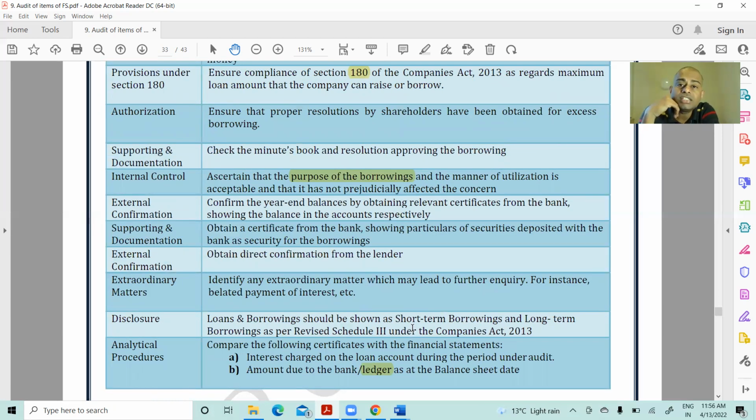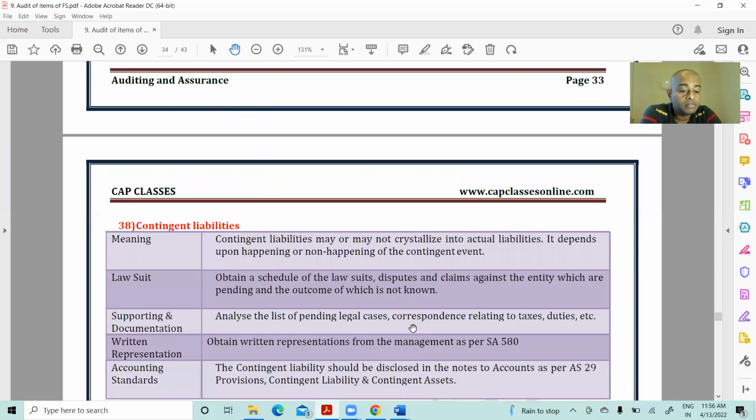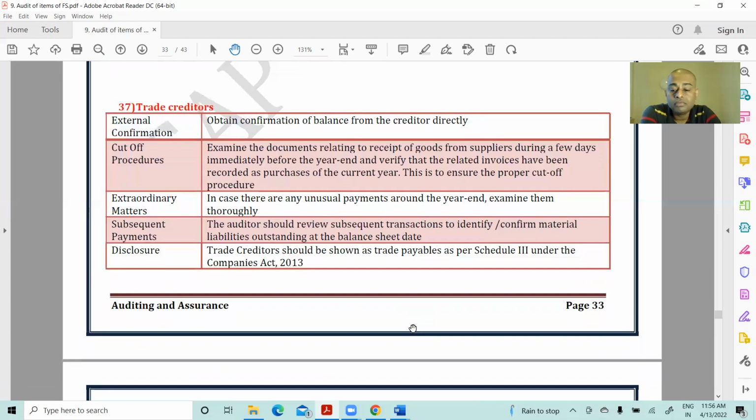Okay, guys, all of you understand this. If you understand this, 90% of liabilities verification is over. Sandeep, any doubts? No, sir. Shall we go to trade creditors? Yes. Read.